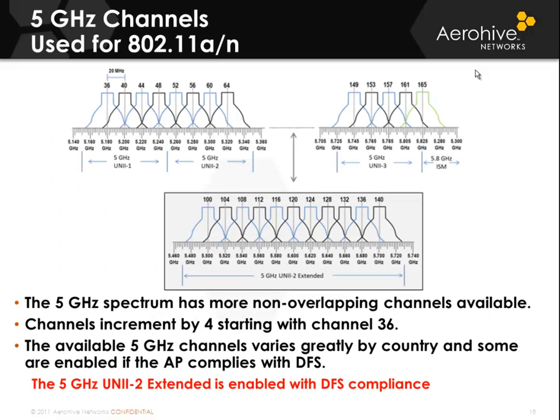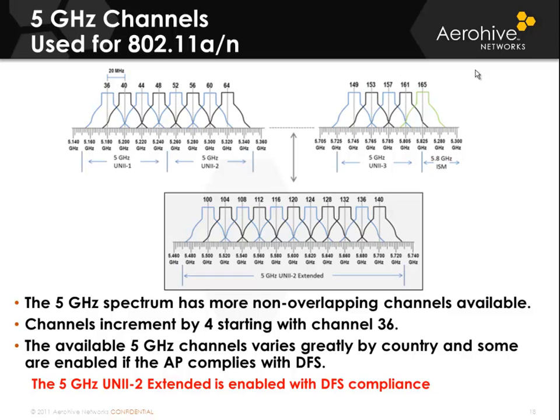The 5 GHz channels, as you see, start with channel 36 and go up in increments of 4. So in Uni 1 you would have 36, 40, 44, and 48, and then into Uni 2 you would have 52, 56, 60, and 64, and when we go up to Uni 3 you're going to see 149, 153, 157, and 161. And if you go into the 5 GHz ISM band, there is an ISM channel there, but that channel is not really used by 802.11 devices.